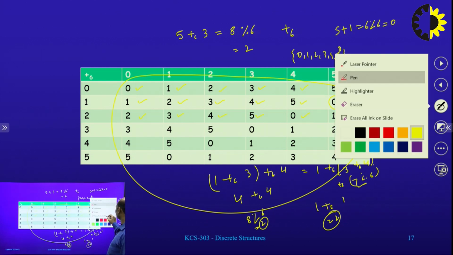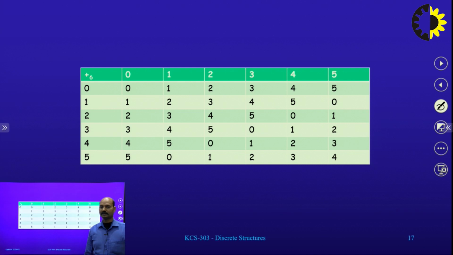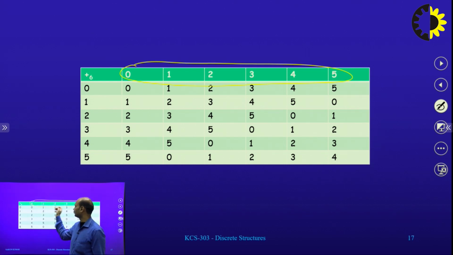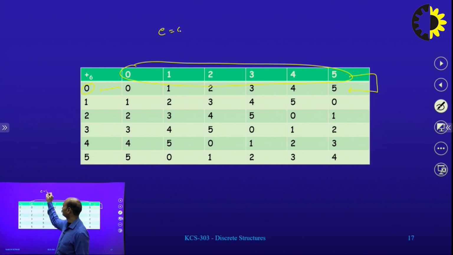Then the third property is that there is some identity element. To check, what is here? That is 0, 1, 2, 3, 4 and 5. The same elements are repeated in this row. So identity element is 0 here. So E is equal to 0 here. So the identity property is also satisfied.